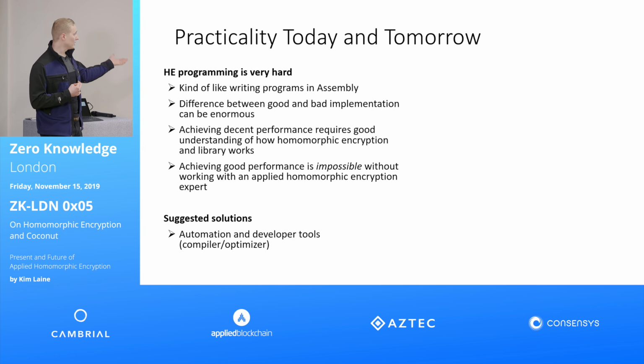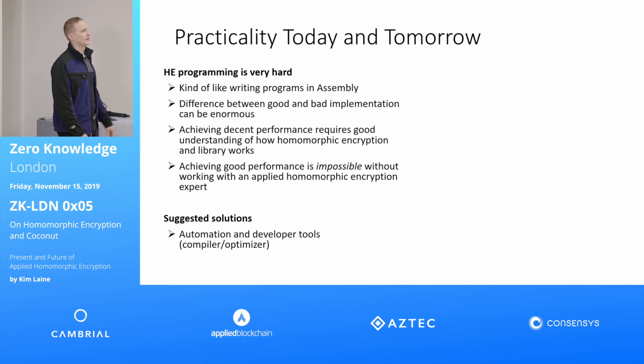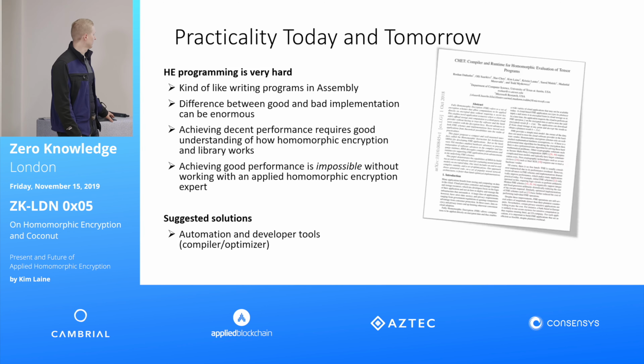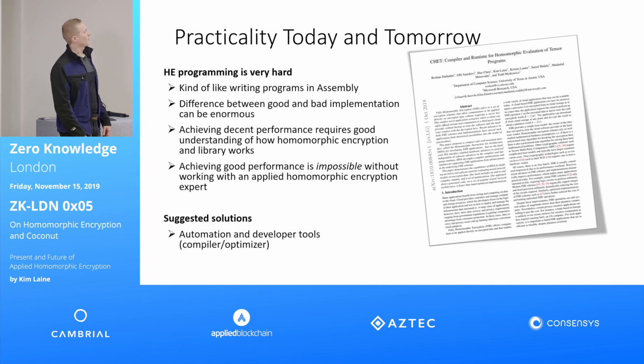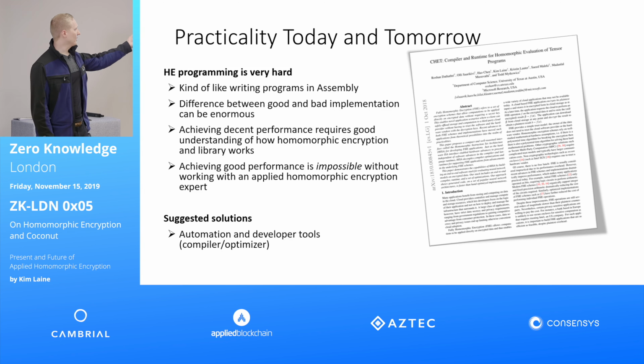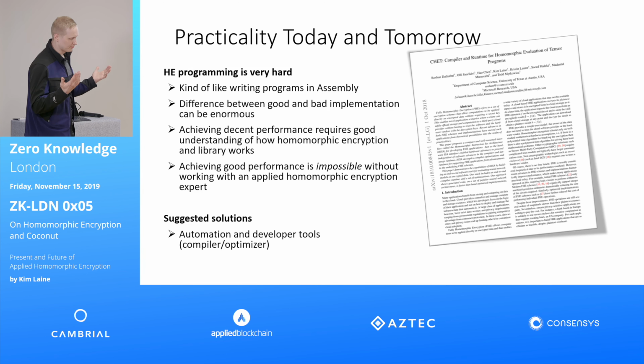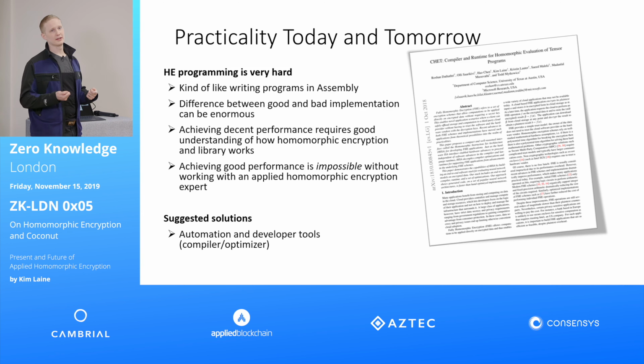So we need to create some automation. We need to create developer tools to help. We need to create some kind of debugger. We would want to have some IDE support maybe and whatnot. Actually, a lot of people have worked on this already. We had a paper called Chet. It was like a compiler for running neural network inference on encrypted data.